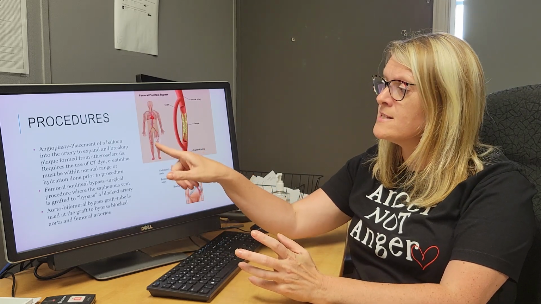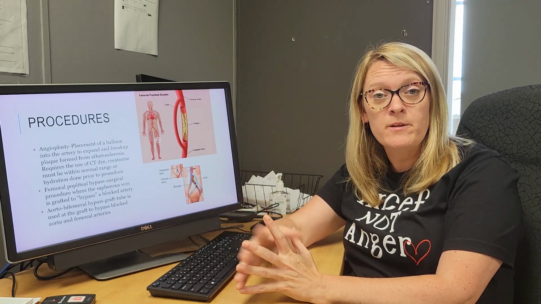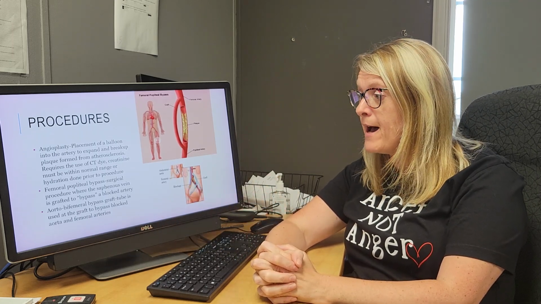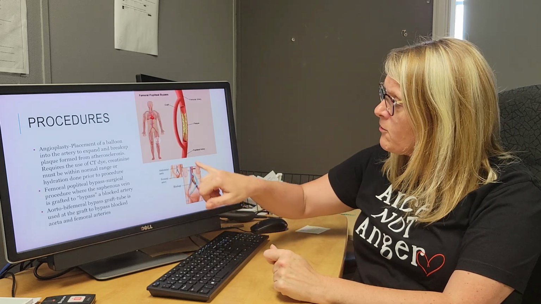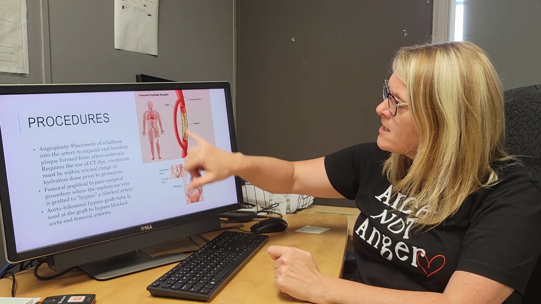This is where they put a wire into the groin and it runs down into the artery, and then they inflate a balloon, which helps to break up those plaques and that can unclog it. Again, this is determined by a vascular surgeon if that procedure is appropriate. Again, if they're not able to get the balloon down, they would require something called a femoral popliteal bypass.